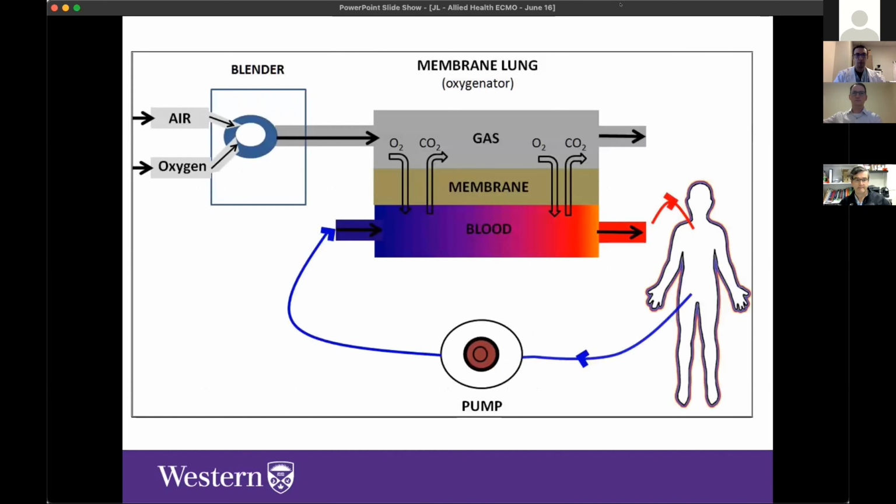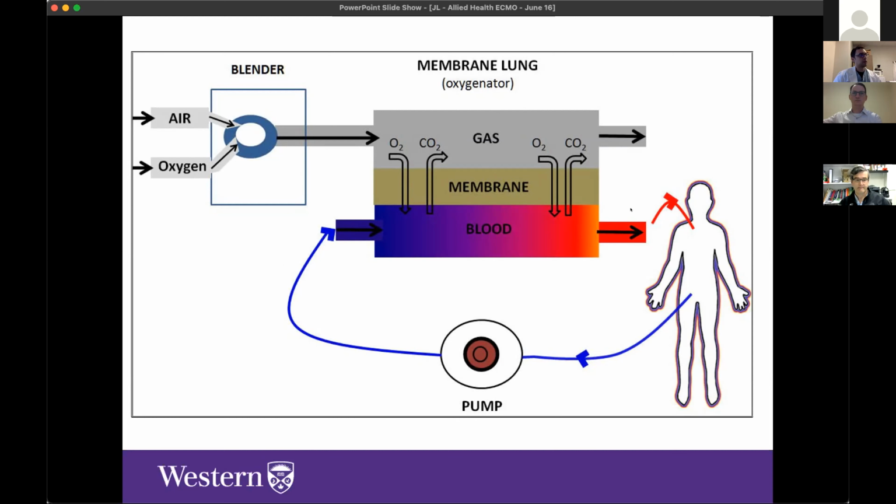So as just a very brief schematic that we can look at, down here there's a drainage tube that is bringing some of the venous blood out of this patient, in their femoral vein in this case. And there's a pump that's helping move that blood around in the circuit. And then this is the membrane lung. So there's an interface between gas and blood, separated by a membrane. And this blender, which is moving air and oxygen through the membrane lung, the same way a ventilator moves air and oxygen to the patient, allows this blood gas interface to bring oxygen into the blood and carbon dioxide out.